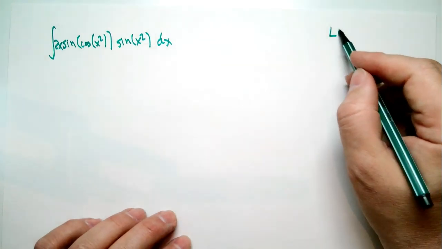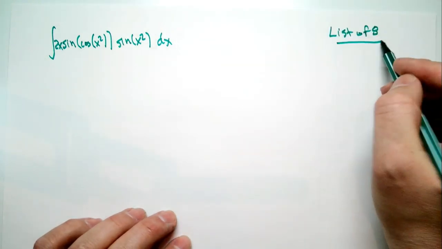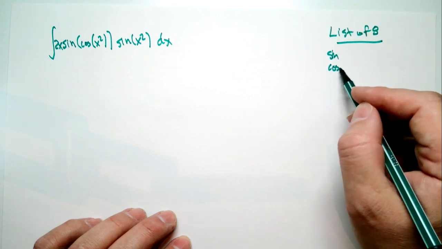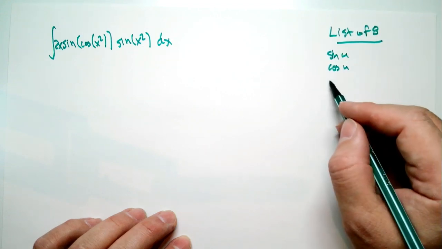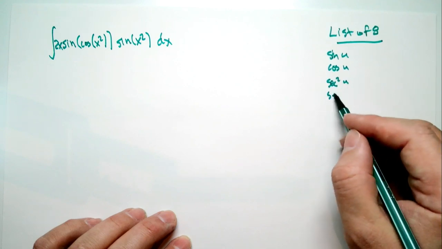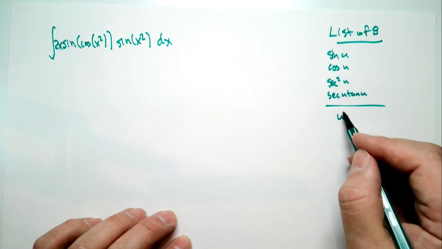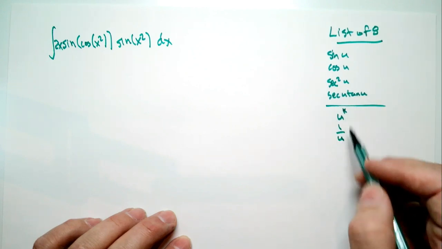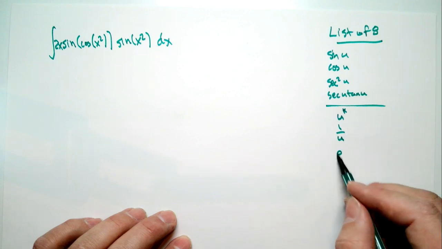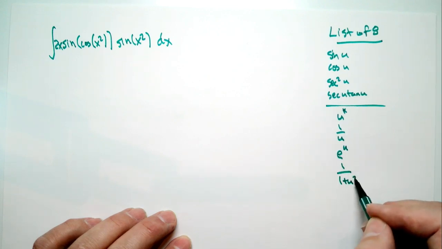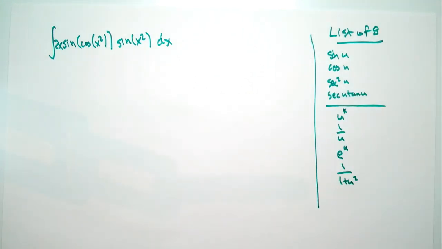On our list of eight, these are the integrals that if you see them, it's okay to take the integral. Sine, cosine, secant squared, secant tangent. I started with the trig because we're in a trig mode. The non-trig ones are u to a power, 1 over u. We separate these because 1 over u is slightly different. E to the u, and 1 over 1 plus u squared. That's your list of eight. If you do not have that, don't try to integrate it until you've done something: some algebra, some trig identities, some substitution. Those are the ones you can do.